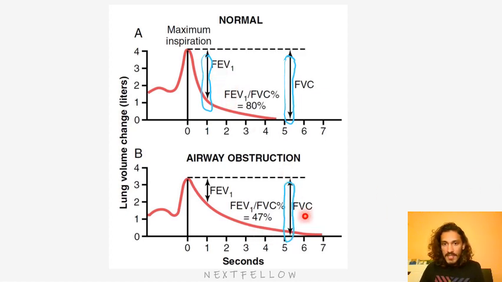Now take a look at this. Here FVC is this and FEV1 is shorter here. And you see that FEV1 by FVC is 47%. You don't even have to calculate it; just by seeing it you can understand. This is there and this is less than half of it. So only 47% has been expired in the first second, compared to the normal that you see over here. This is the case when airway obstruction is there.